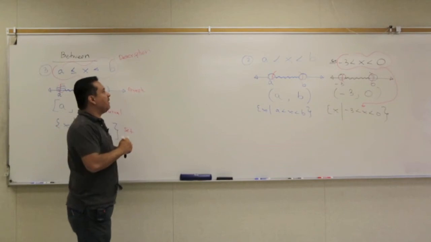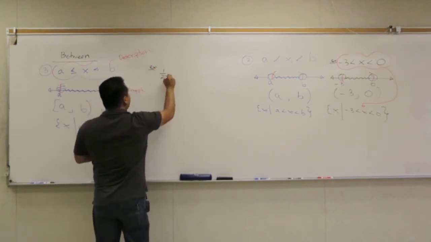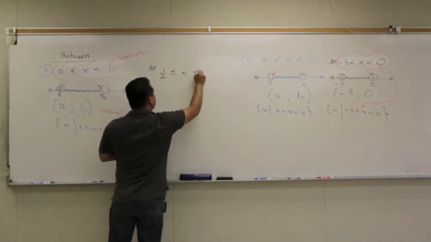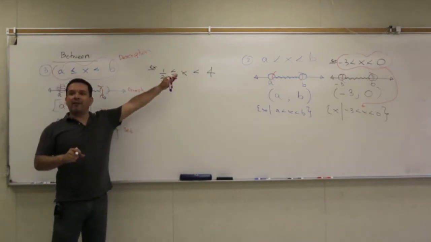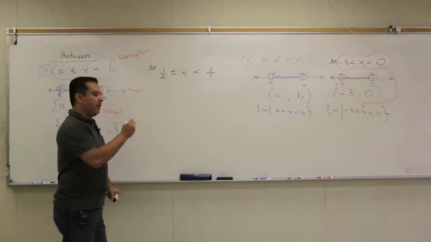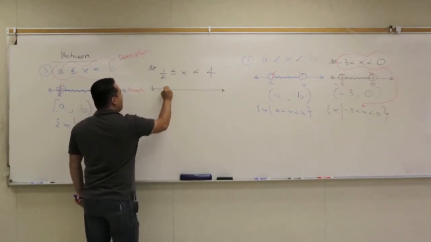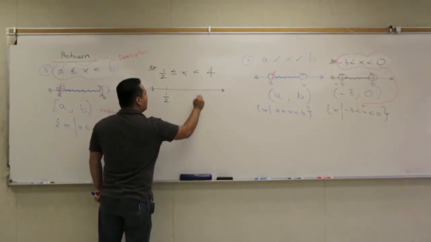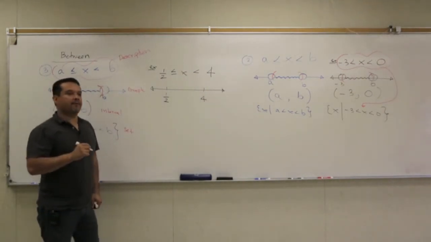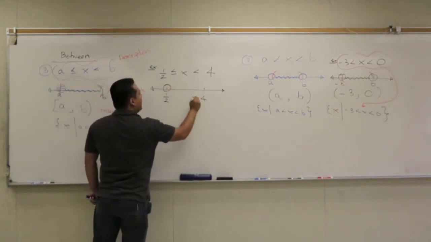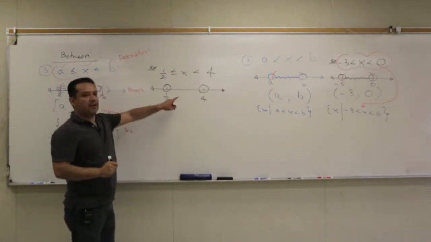So for example, what if they gave you 1/2 is less than or equal to X, which is less than 4. And they wanted you to graph this between scenario. Right? Draw your real number line, for example. And you get what? 1/2, you get what? 4. Bubble the 1/2, bubble the 4. This is the location of where they would be. What do you guys notice?